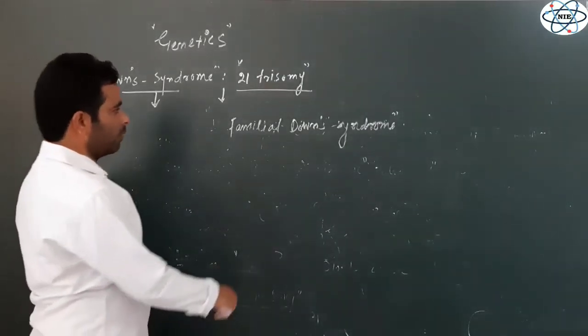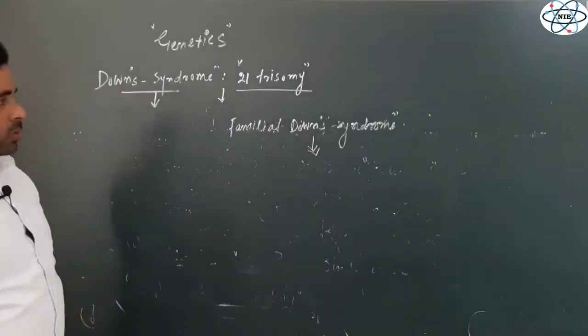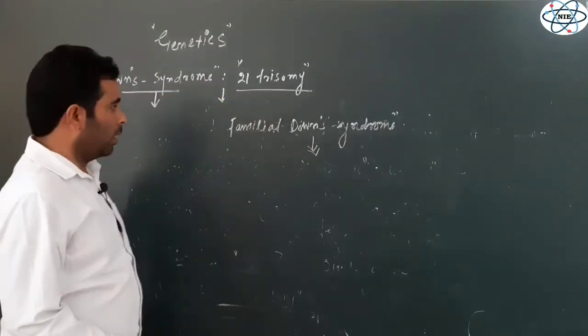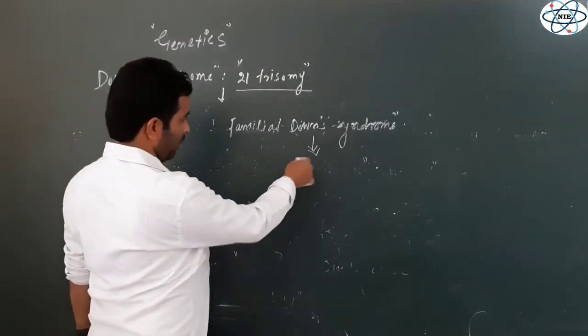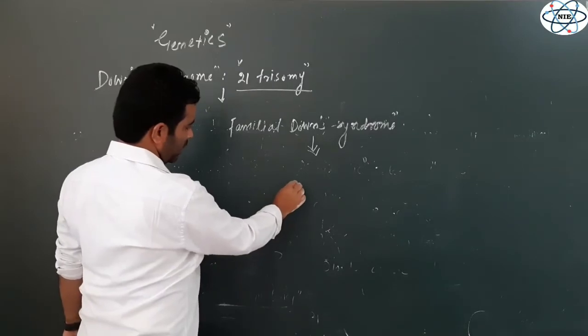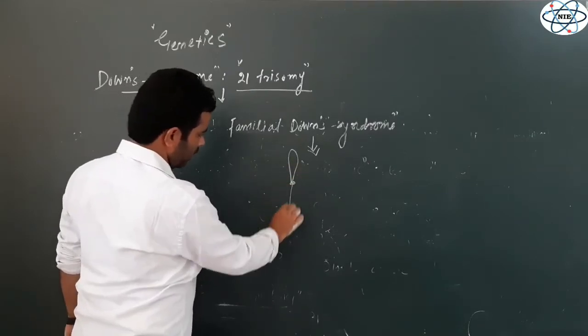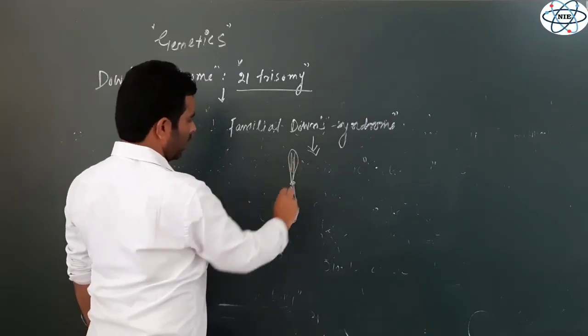That is why it is called familial Down syndrome, because the symptoms will be similar to Down syndrome, which is because of the 21 trisomy. Now, what is the cause of this familial Down syndrome? Let's say, for example, this is chromosome number 21, a chromosome of an individual.